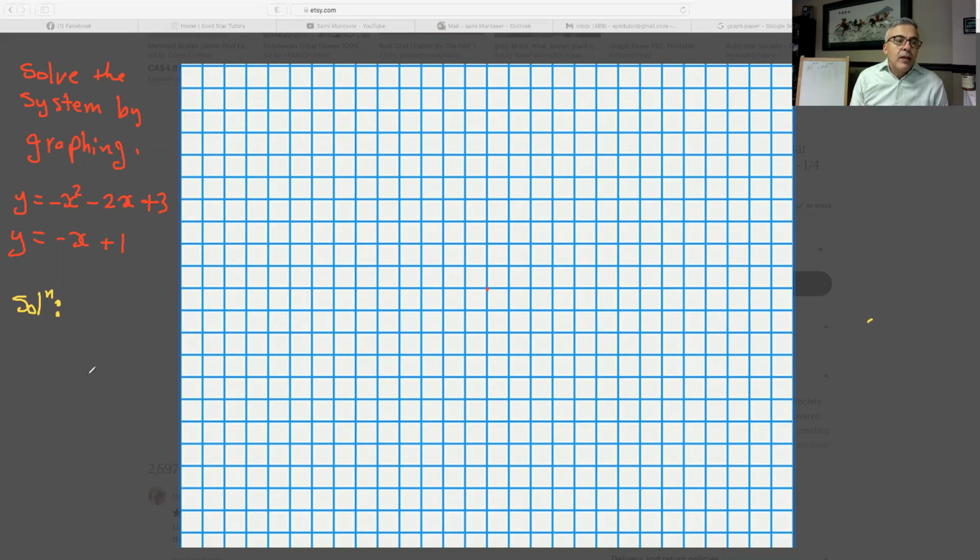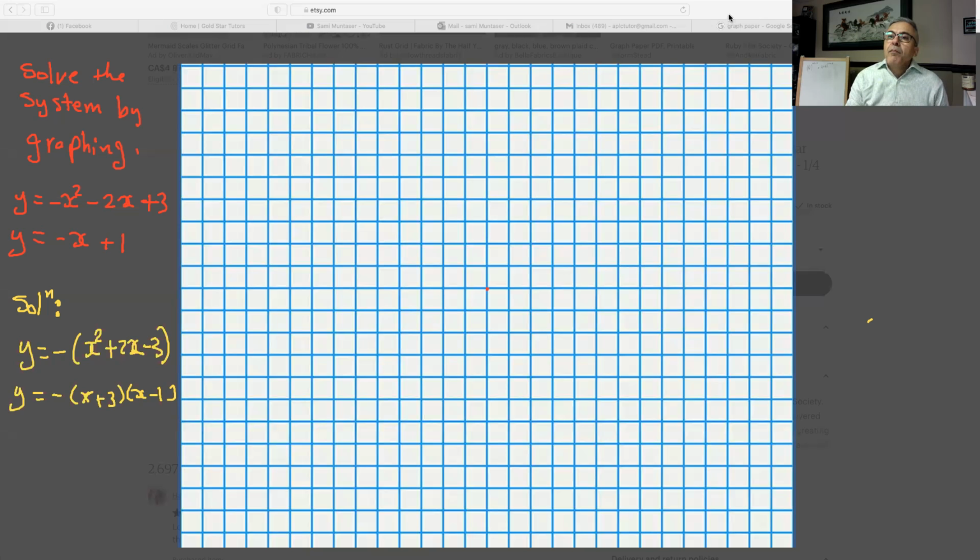So what I'm going to do is factor this parabola. We have y equals, I'm going to factor out the negative first to make this easier: negative x squared plus 2x minus 3. And this will factor into y equals negative, set of brackets, x plus 3, x minus 1.